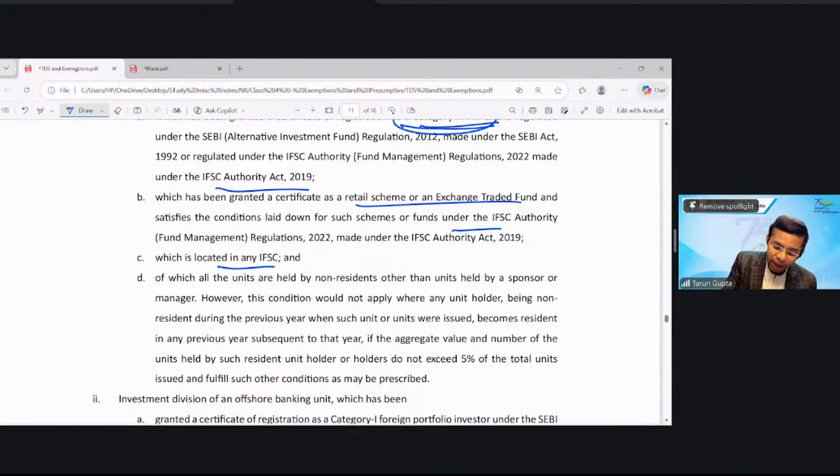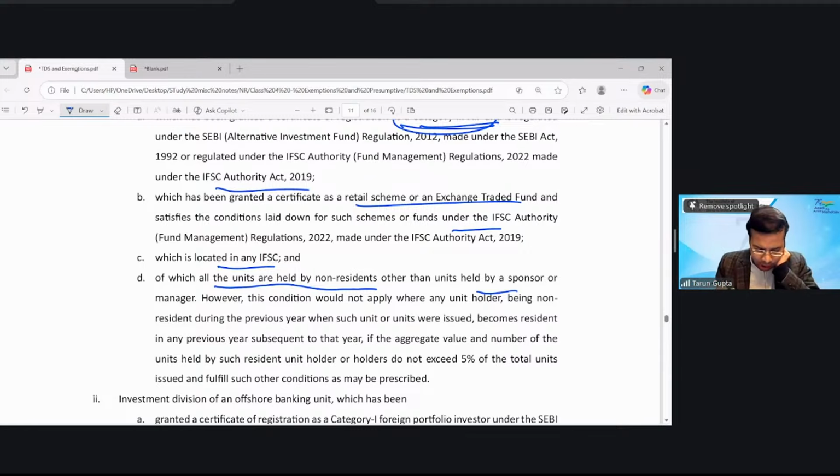It has to be located in IFSC. Located in IFSC means currently there is only one IFSC in India, of which all the units are held by non-resident. A fund shall qualify as specified fund only if all of its units are held by NR, other than units held by sponsor or manager.